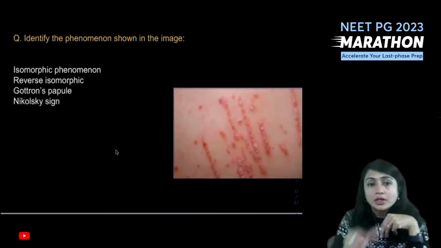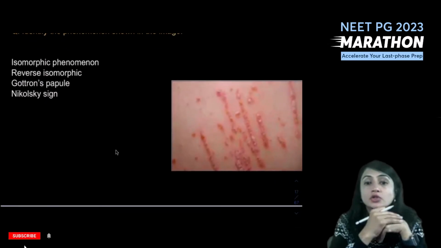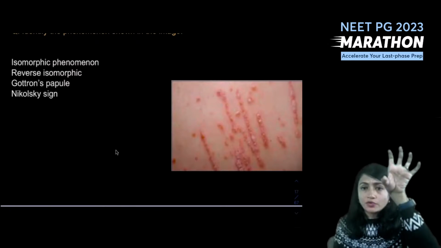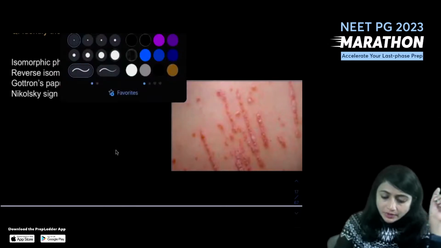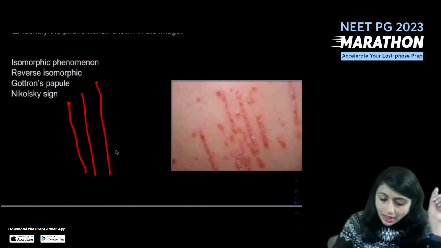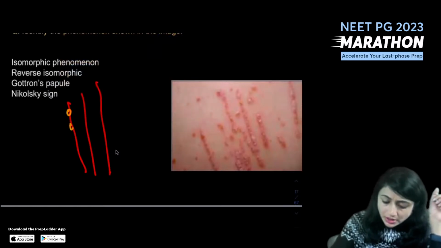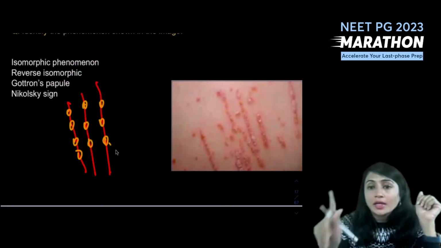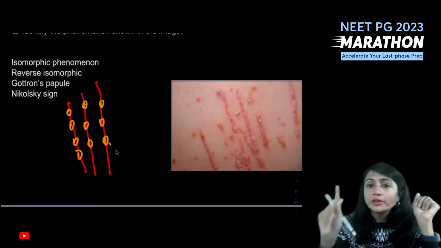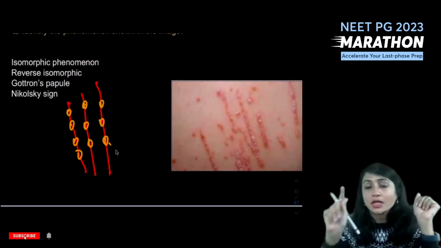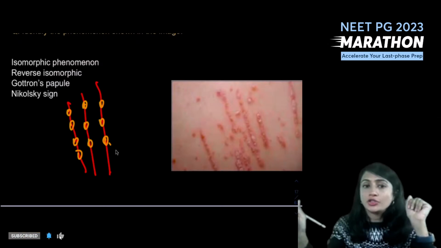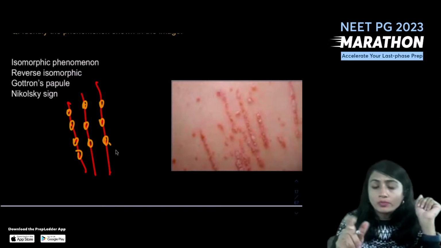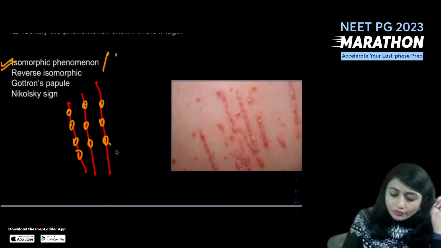Coming to the next question, identify the phenomenon that you see in this image. So what are you seeing here? You are seeing an image where something has been scratched, like this, and along that scratching, you see some erythematous scaly lesions. So this is getting lesions on the sites of trauma. On the sites of scratching or trauma, you are getting some lesions. So this is called Koebner's phenomenon, and the other name for Koebner's phenomenon is isomorphic phenomenon.